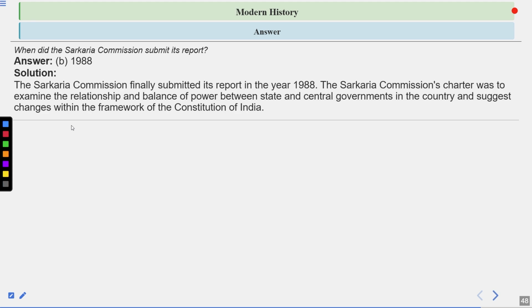The Sarkaria Commission finally submitted its report in the year 1988. The Sarkaria Commission's charter was to examine the relationship and balance of power between state and central governments in the country and suggest changes within the framework of the Constitution of India.